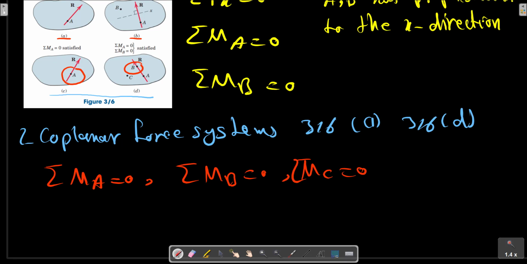Constraint and static determinacy is the next section.